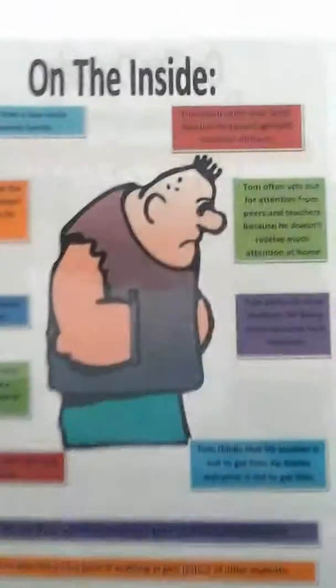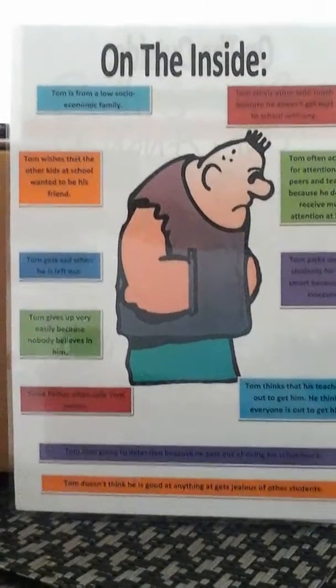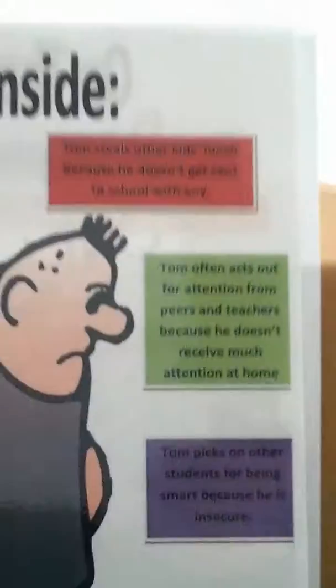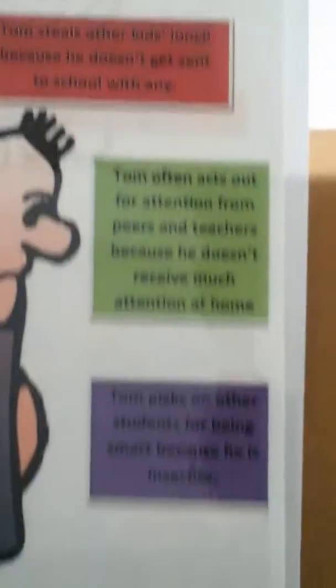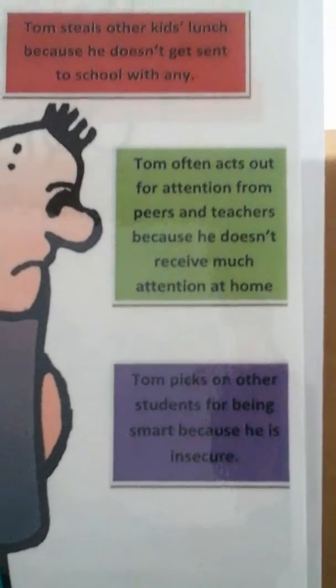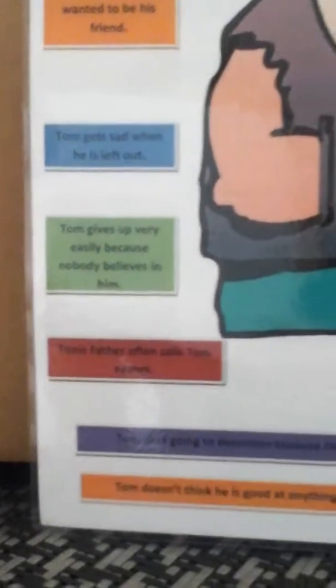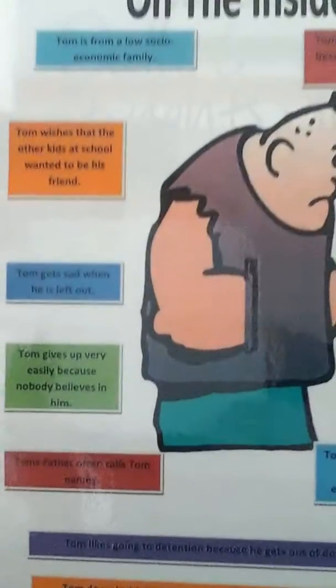On the other side of my poster, this is the same student, Tom, except this time he looks a bit different. He's quite upset. He's not being his usual bully self. This is what's on the inside. So Tom steals other kids' lunches because he actually doesn't get sent to school with any. He acts out for attention because he doesn't get much attention at home. And he also gets very sad when he's left out.